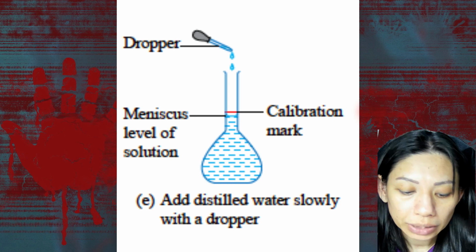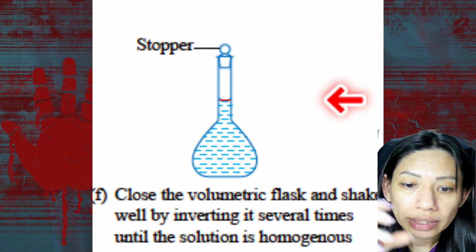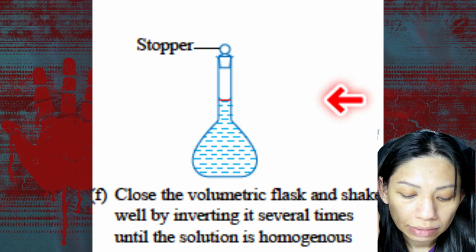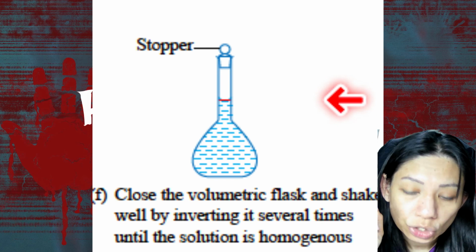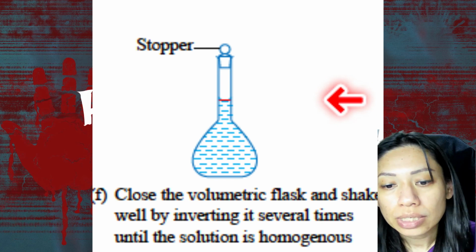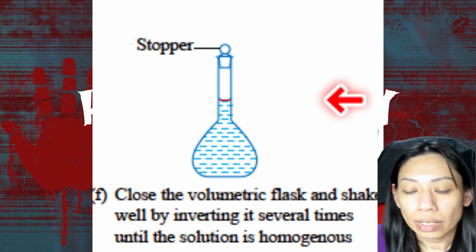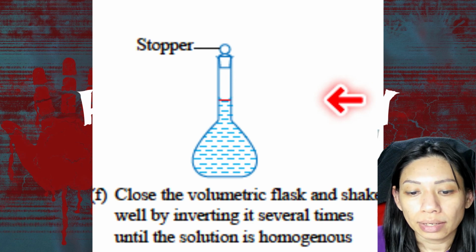In that sense, we come to the last step, which is to use a stopper. You shake the volumetric flask by inverting it several times. Why you need to do that is to create a homogeneous solution. So that is the steps involved in the preparation of a standard solution through the dilution method.